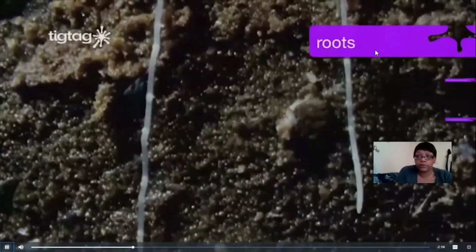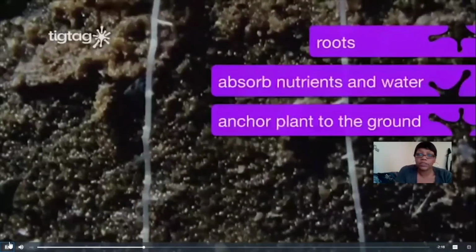All right, so roots, they absorb nutrients and anchor the plant in the ground. They have two jobs. They are the ones that are going to make sure that the plant gets the nutrients it needs from the ground, and that it is going to stay planted in the ground.